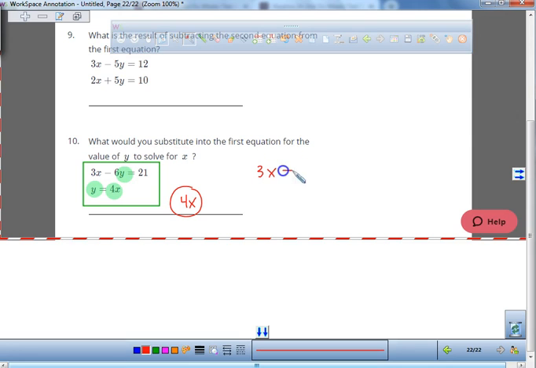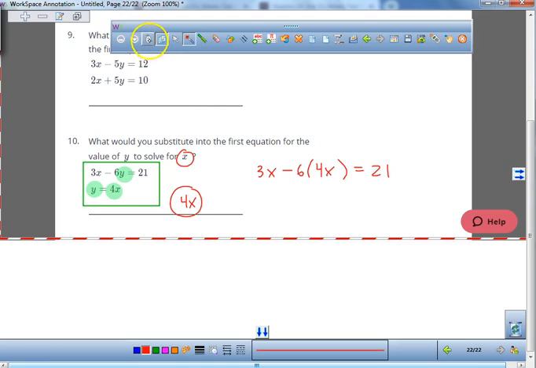See how that would work. Ready? You have 3x minus 6. I open up a parentheses. What am I going to plug in for y right there? 4x equals 21. Now what could I solve for if I wanted to? I could solve for x, because this is all in terms of x now. Okay? That's how you read the problem.